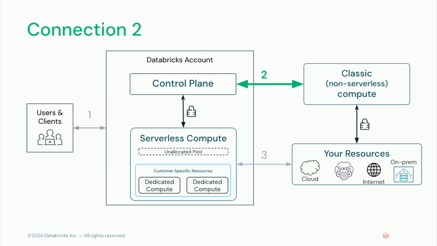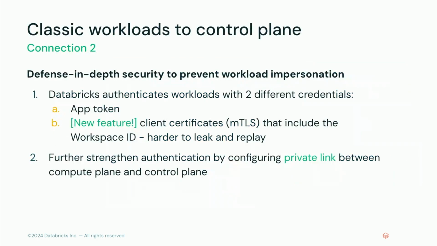In connection 1, you had user identities connecting to the control plane. In connection 2, you have workload identities connecting to the control plane, but the concepts persist. So now, click. Yep, we've got classic workloads to control plane. We still need that defense in depth, right?